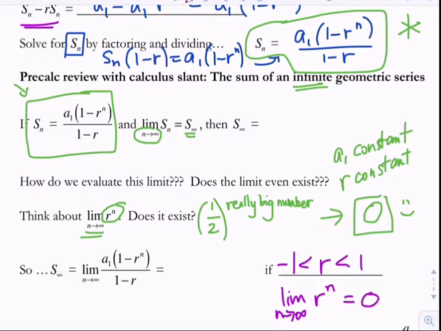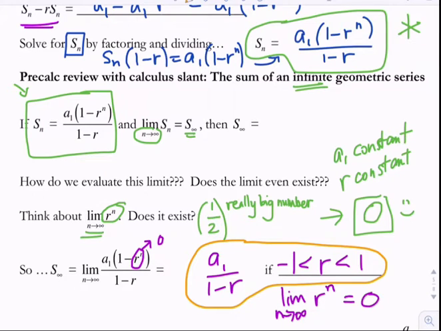So in this situation, this goes to 0, and the whole thing becomes a1 over 1 minus r. And this is your formula. So this is your formula for the sum of an infinite geometric series. Please note that it only exists when r is between -1 and 1, and that's important.